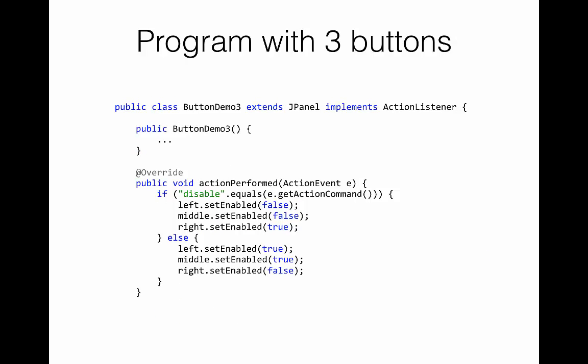Here's the actionPerformed method. The first thing it does is check whether the event's action command is disable. If it is, it disables both the left button and the middle button, and it enables the right button. If the action command is not disable, it must be enable. We know this because we're only listening to 2 buttons, and one of them has the command disable and the other one has the command enable. When it finds the enable button was clicked, it enables both the left and middle buttons, and it disables the right button.